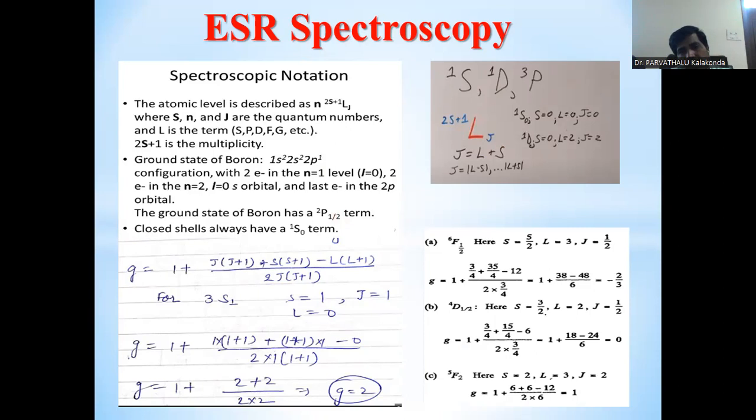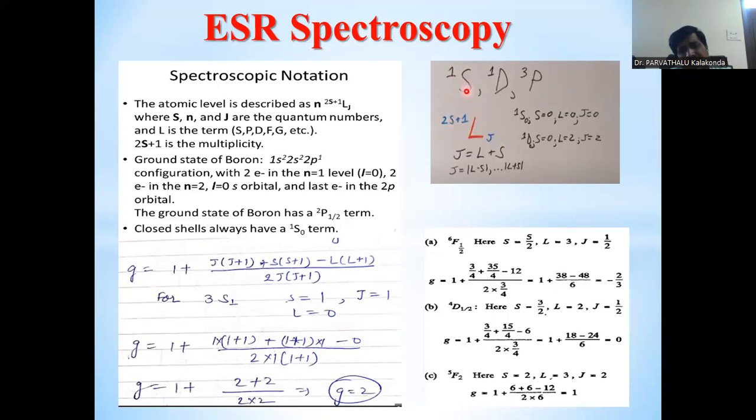I have also given here 1S, 1D, 3P. For this, what is the multiplicity? 2S plus 1 is equal to 1. What is S? If I keep 2S plus 1 equal to 1, the 1 and 1 cancel, S is equal to 0. So spin is 0.